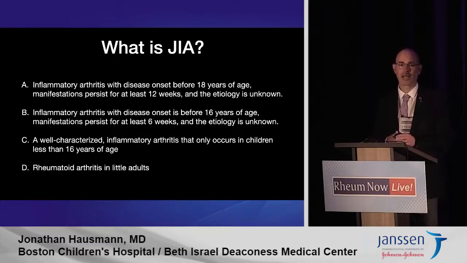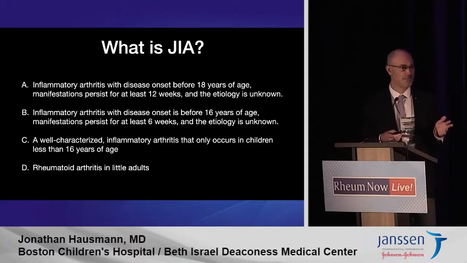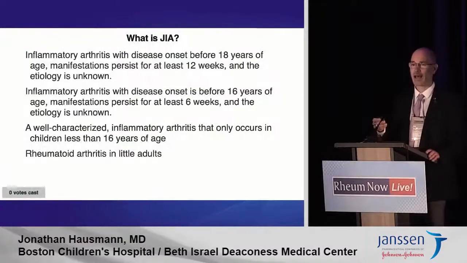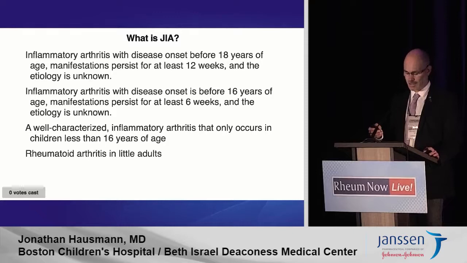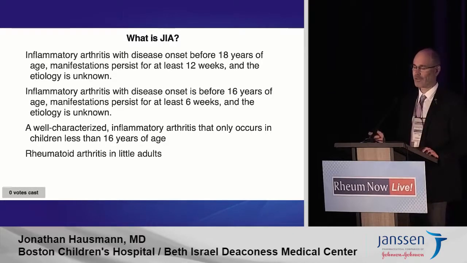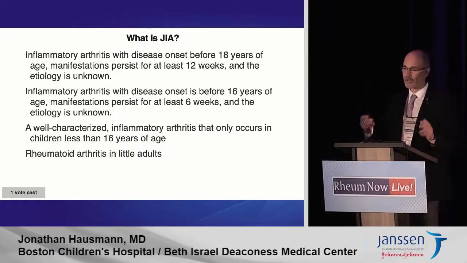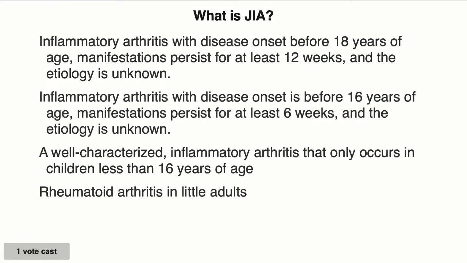And this is a question that you should all be able to answer, because yesterday Pam Wise told us what JIA was. So if you could try to get your mobile phones out and answer this question. What is JIA? Is it arthritis before 18 years of age, when manifestations have been present for 12 weeks? Is it before 16 years of age, when it's been present for 6 weeks? Is it a different type of arthritis that happens in kids, or is it just RA in little adults?